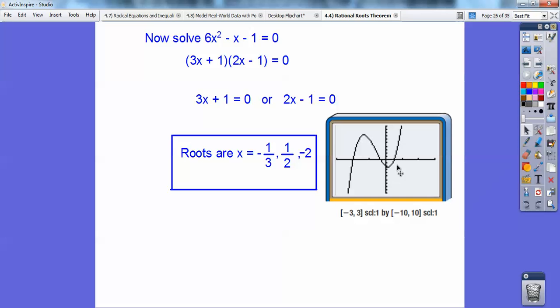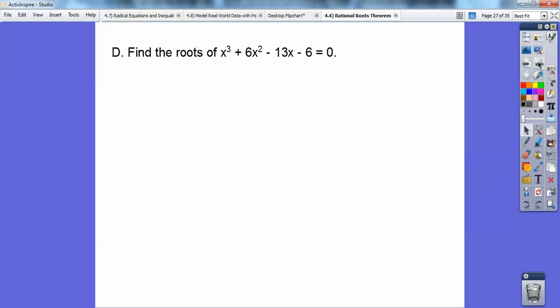I would have plugged in -2 first. Plug it in your calculator, and that'll tell you which one of the integers will give you a root 0, and then that'll give you your condensed quadratic. So I'm going to use that strategy on this one. Find the roots of this guy.